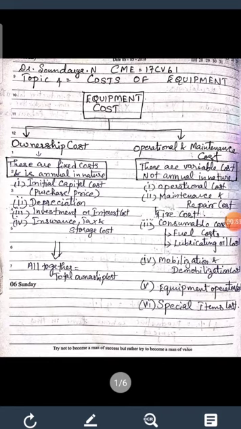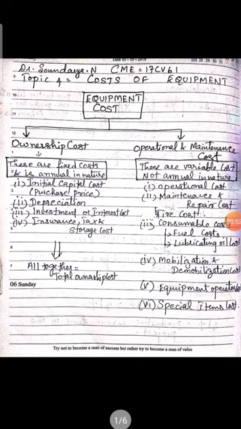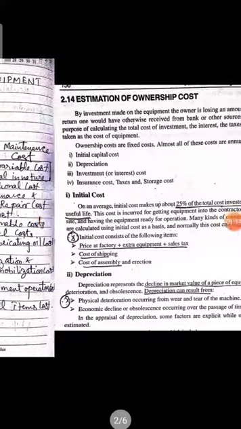When you take the operational and maintenance cost, there are again six subheadings: one, operational cost; two, maintenance and repair cost, which consists of the tire cost also; three, consumable costs, in which you have the fuel cost and lubricating oil cost; four, mobilization and demobilization cost; five, equipment operation cost; six, special items cost.